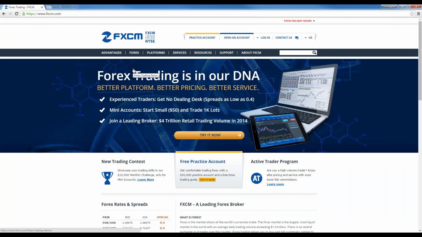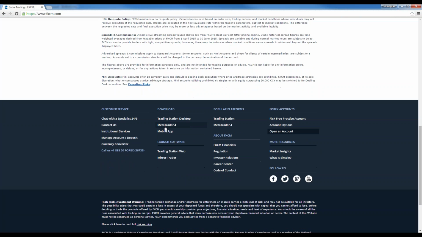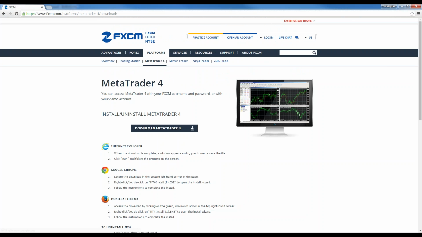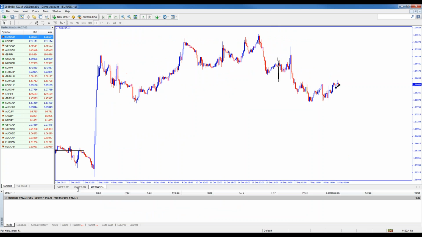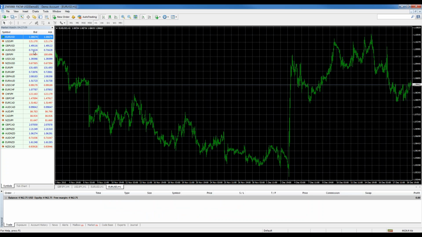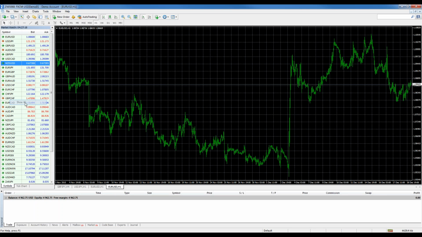FXCM. All right. You go down here, Metatrader 4. You download Metatrader 4. It's all going to pop up. It's a simple install, and your charts are all set up. All right. Now, if we did a new chart, that's what it's going to look like. Metatrader 4 is going to look like this as soon as you set up the charts. It's also going to look like this, show all. It's going to show all of these symbols.